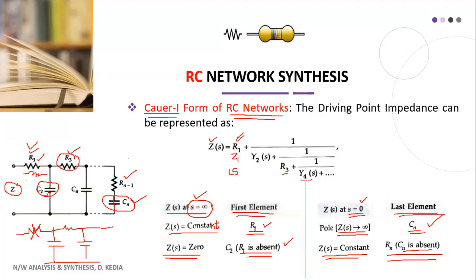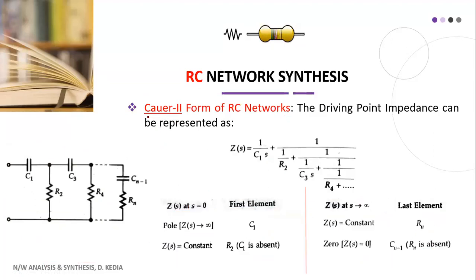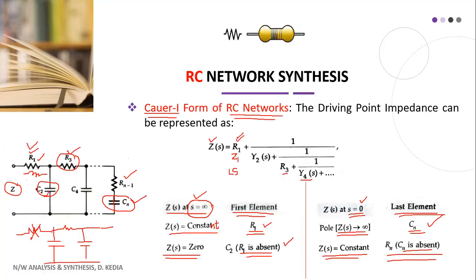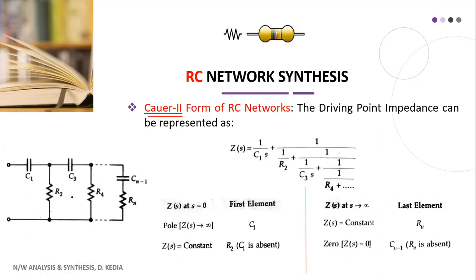Now let us move forward and try to identify how the Cauer 2 form of RC network looks. If I show you the previous slide, there we had RC like this, and in Cauer 2 we have CR, CR, CR like this. So things are reversed. Wherever resistance was there, a capacitor has come, and wherever a capacitor was there, resistance has come. You can memorize it like this.